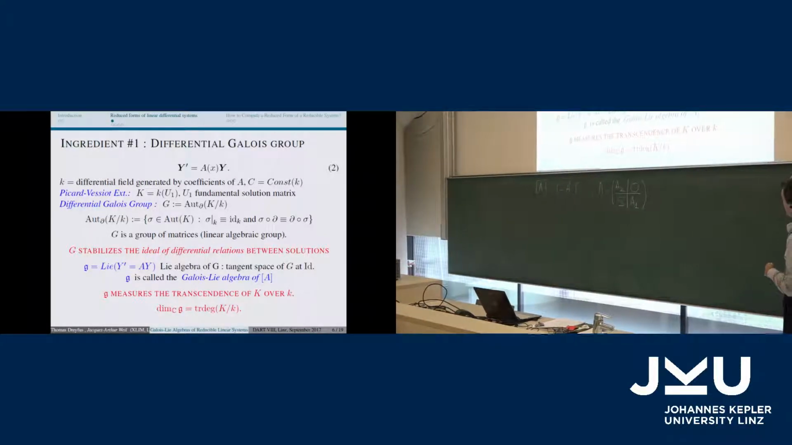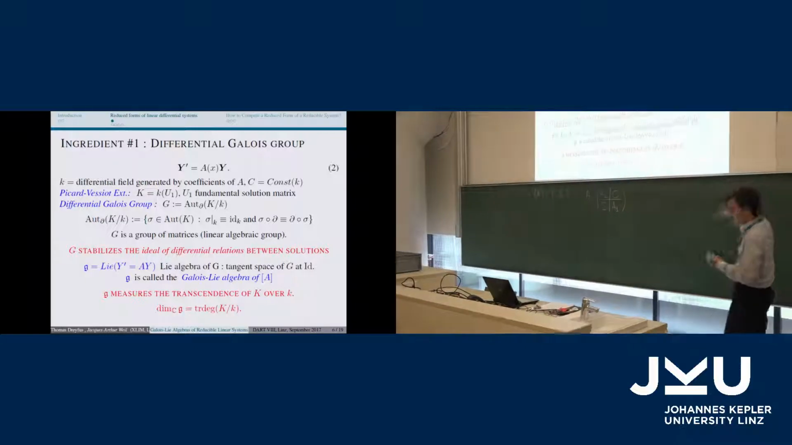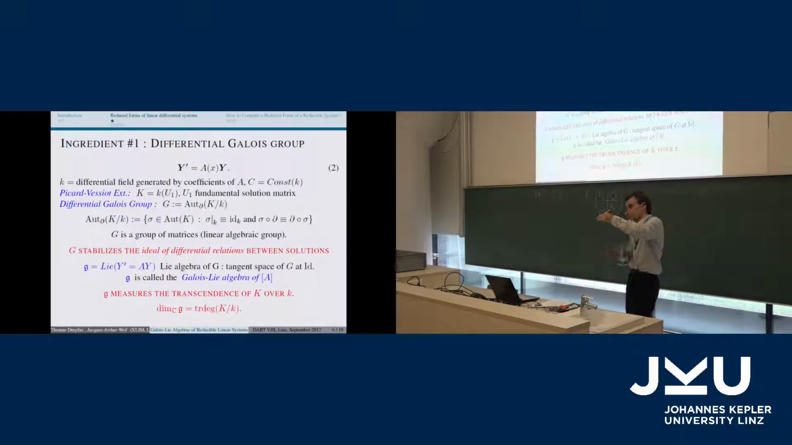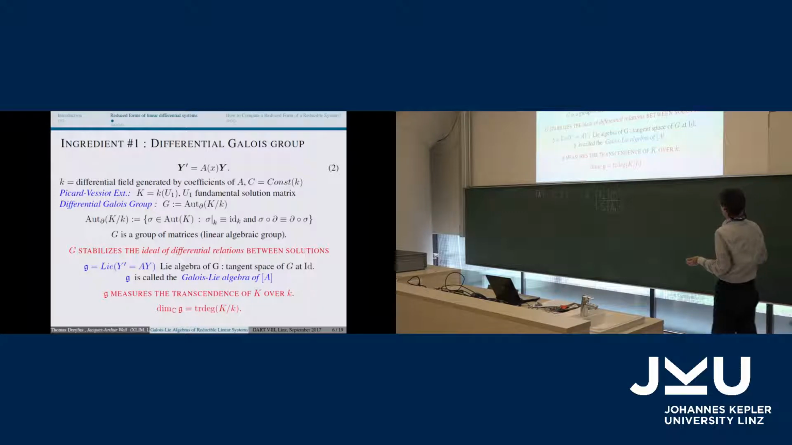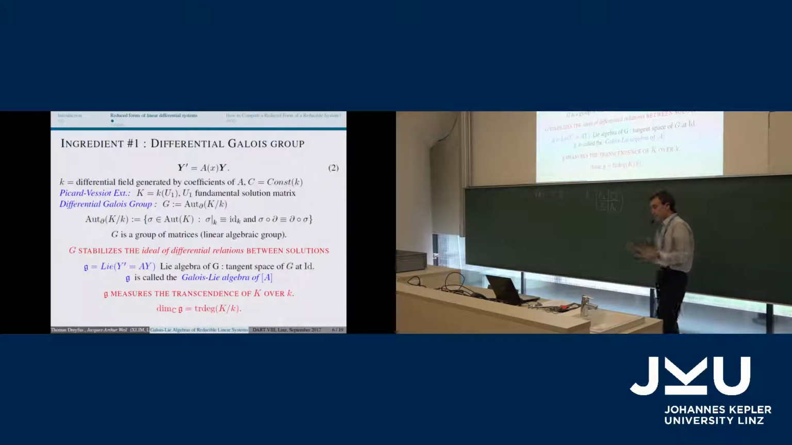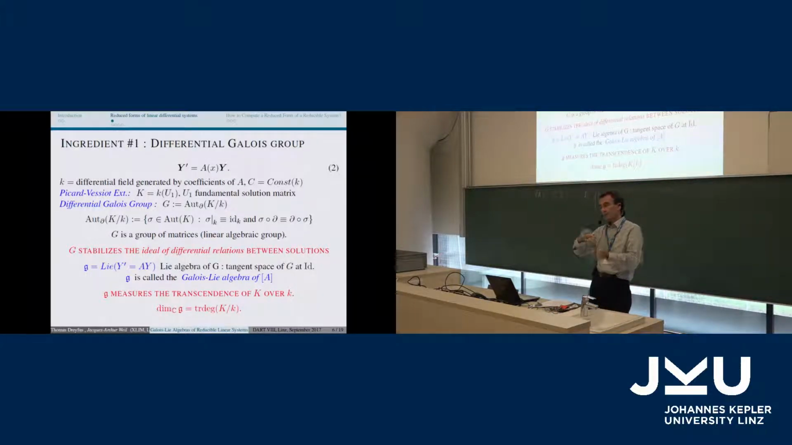So because it fixes the base field and commutes with the derivation, it's going to send a solution to another solution, which means it acts on a vector space, so you can view it as a group of matrices. And because the world is well organized, it's actually a linear algebraic group because it preserves the ideal of all relations among components of a solution matrix like that. So knowing the differential Galois group, it's a classifying object. It's knowing every kind of relation you can have among solutions.